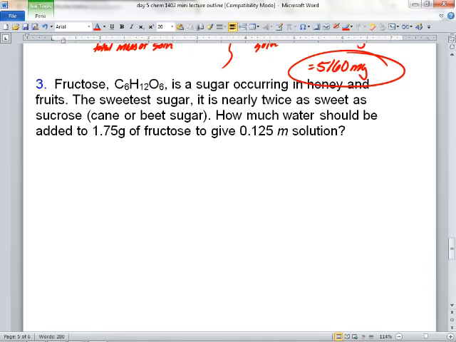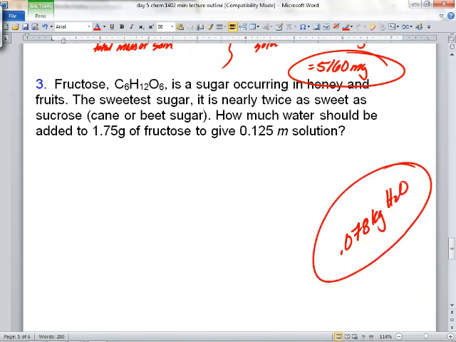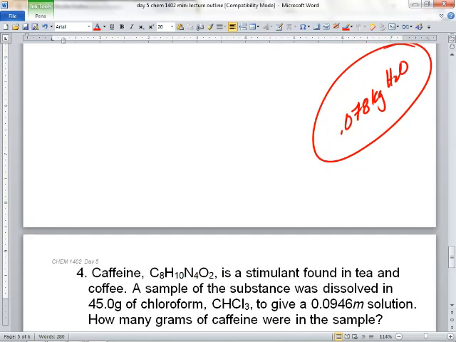What did you get as the final answer? 0.078? Did anybody else get about 0.078 kilograms of water as the final answer? Oh, you did? Okay. If you got about 0.078 kilograms of water, go on to the next one. That's the next one.